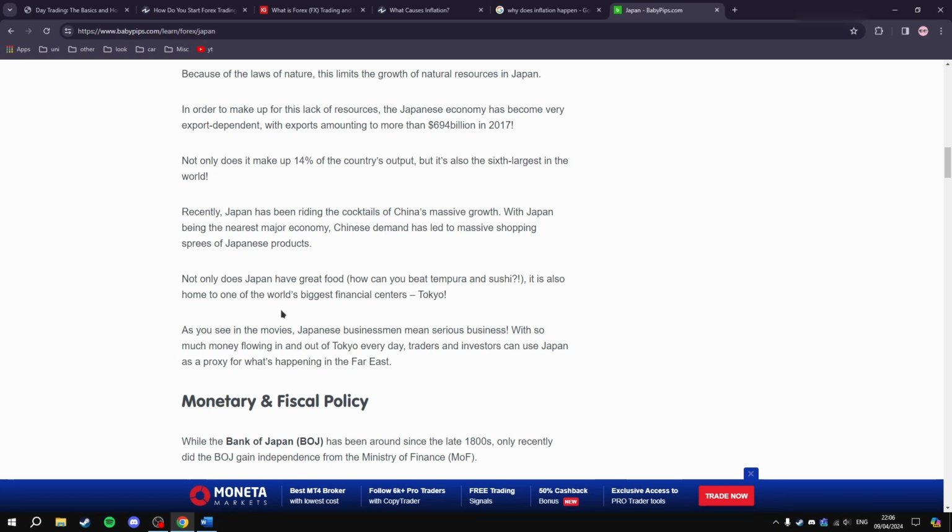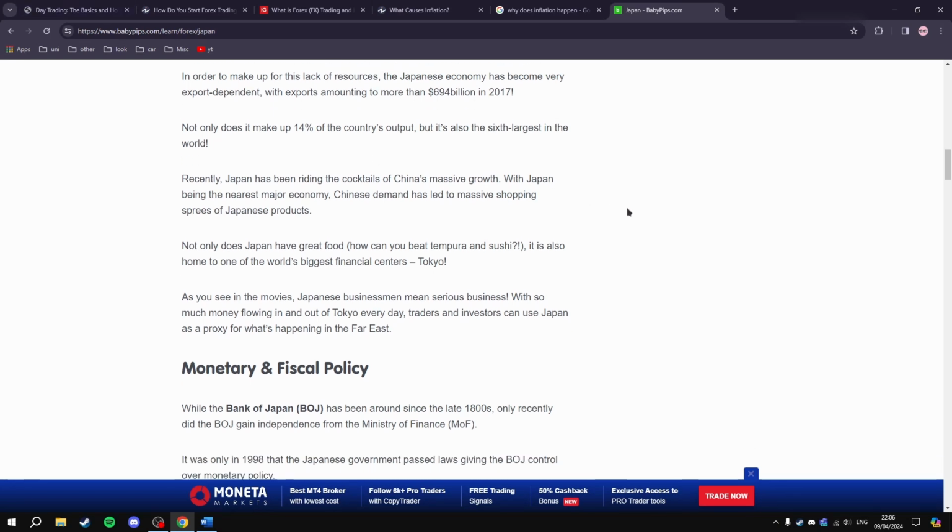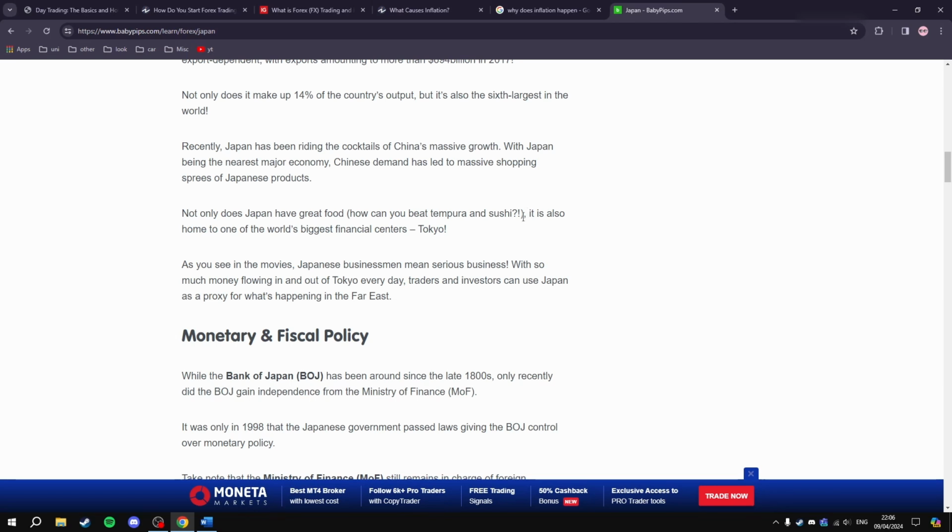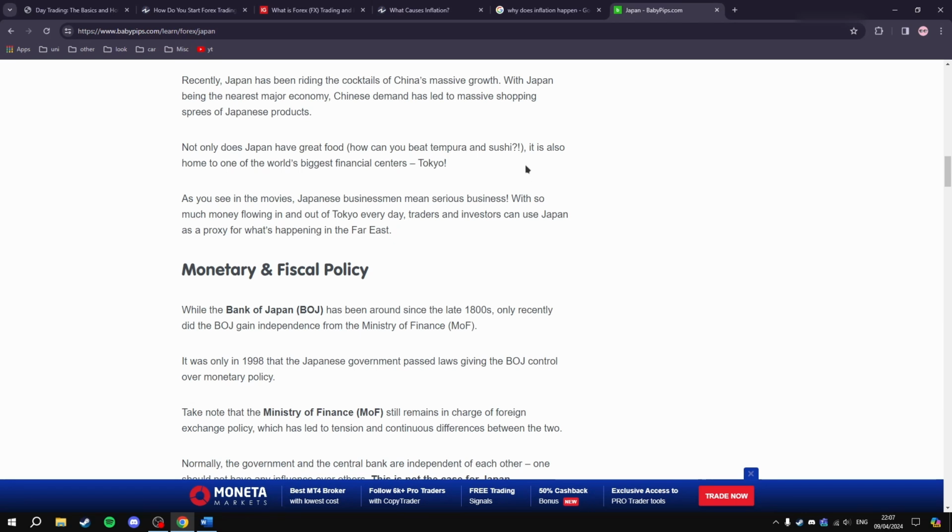In order to make up for this lack of resources, the Japanese economy has become very export dependent, with exports amounting to more than $694 billion in 2017. Not only does it make up 14% of the country's output, but it is also the sixth largest in the world. Recently, Japan has been riding the coattails of China's massive growth. With Japan being the nearest major economy, Chinese demand has led to massive shopping sprees of Japanese products.